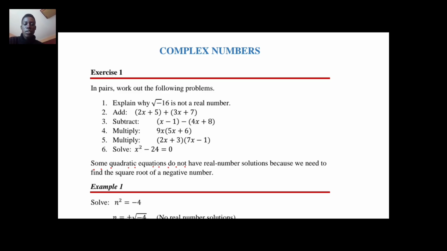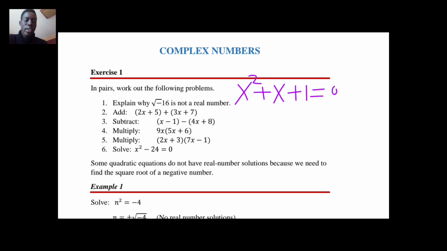Some quadratic equations do not have real number solutions, because we need to find the square root of a negative number. Some quadratic equations are difficult to solve because you cannot get the root of a negative number. So if I give you an example, if you have this quadratic equation, x squared plus x plus 1 is equal to 0.